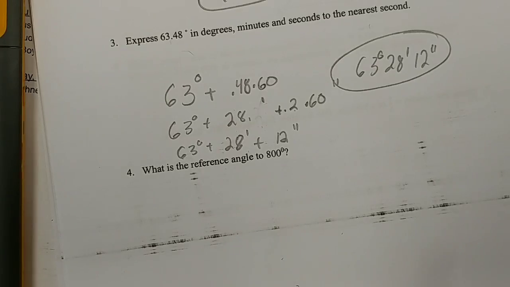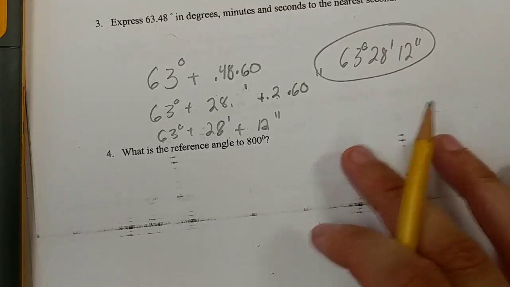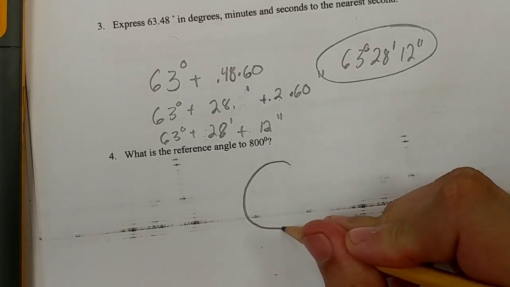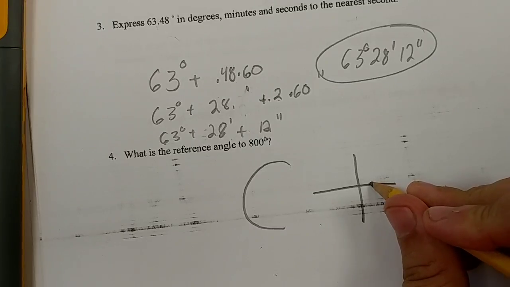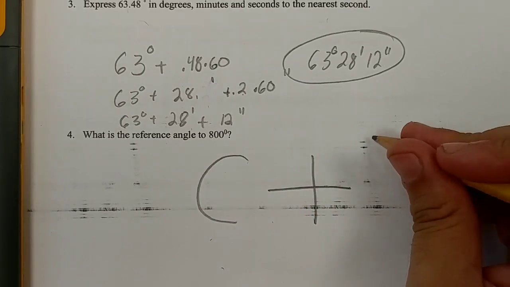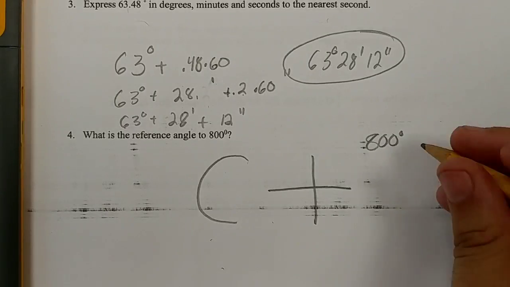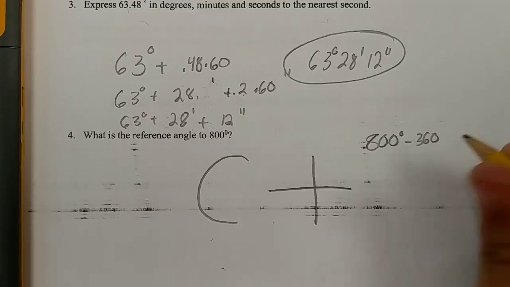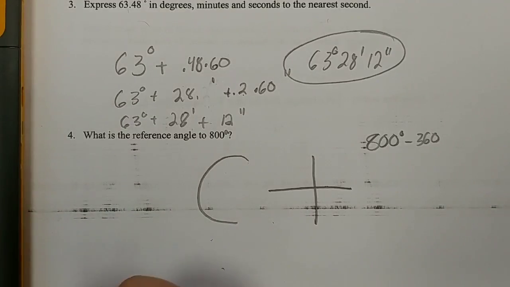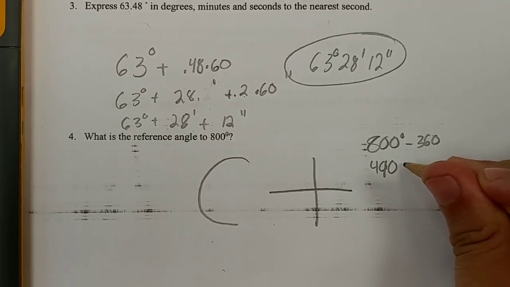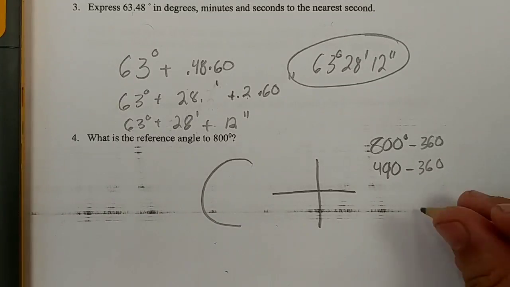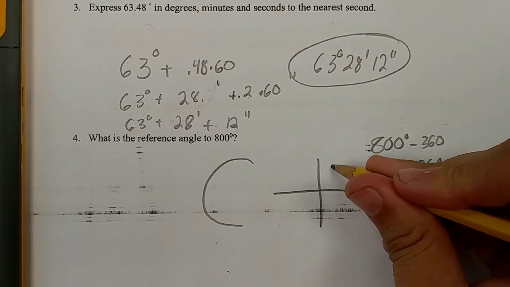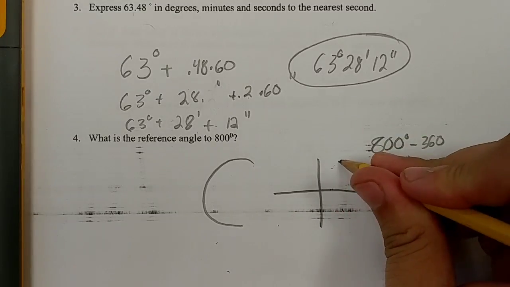Number 4. What is the reference angle to 800 degrees? Reference angle is the angle that we refer to based off of 360 only. So what you do is find a coterminal angle between 0 and 360. So I'm going to subtract 360 here, and that's going to give me 440. Now 440 is not between 0 and 360, so I'm going to subtract another 360 here. So that's 80 degrees.